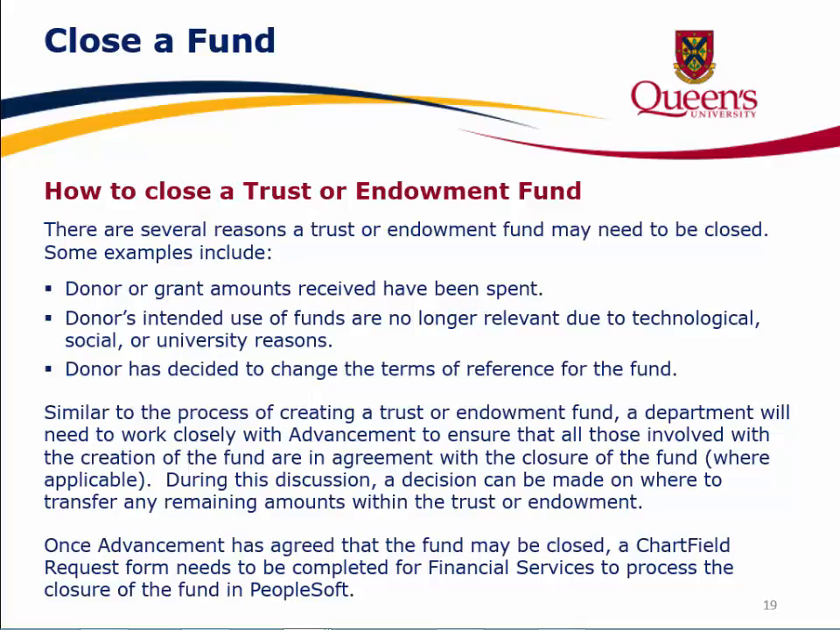Similar to the process of creating a trust or endowment fund, a department will need to work closely with Advancement to ensure that all those involved with the creation of the fund are in agreement with the closure of the fund where applicable. During this discussion, a decision can be made on where to transfer any remaining amounts within the trust or endowment. Once Advancement has agreed that the fund may be closed, a chart field request form needs to be completed for financial services to process the closure of the fund in PeopleSoft.